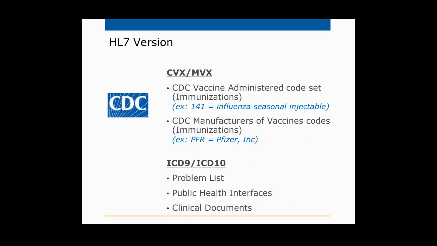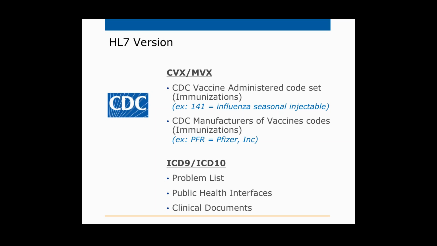As far as immunizations, we see the vaccine administered and the manufacturers of vaccine codes, so the CVX and the MVX codes, and that's put out by the Centers for Disease Control, the CDC. They have tables for the vaccine administered and the manufacturers, and we need to provide the right CDC CVX and MVX code for the interface that we're creating to be 251 compliant. And the system which receives that message needs to be able to understand these codes.